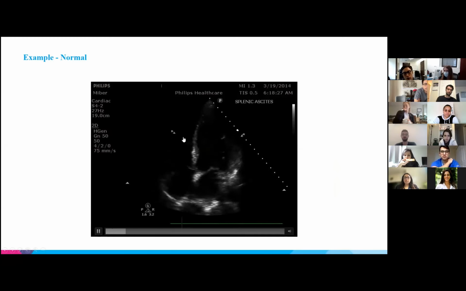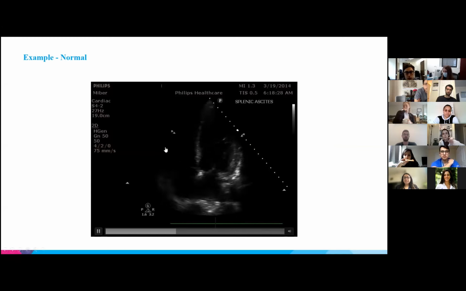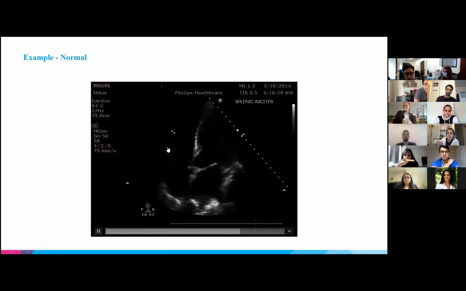Under normal circumstances, to quantify or estimate the RV size, you need to be able to see the lateral or free wall of the right ventricle. You sort of have to imagine this based on where we see the right atrial wall, but the right ventricle wall is probably over here.